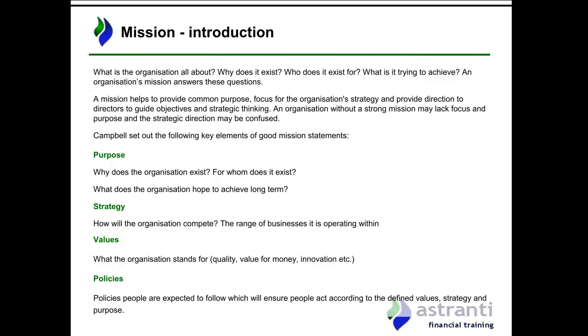And ultimately, a mission helps to provide a common purpose and focus for the organization's strategy. It gives direction for directors, and it helps them with guiding objectives and strategic thinking. An organization without a strong mission may lack focus and purpose, and the strategic direction may be confused. So we're going to use the key elements set out by Campbell for good mission statements, and what we'll do is try to answer these questions as we go through.